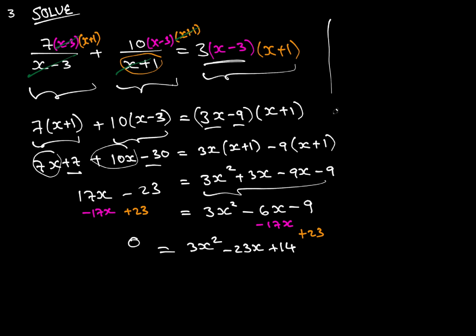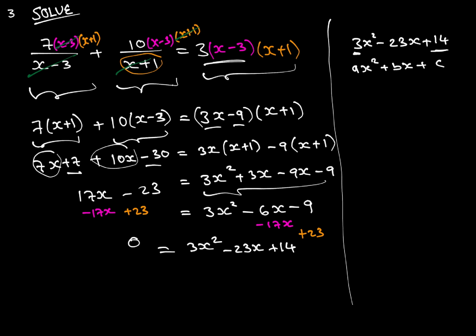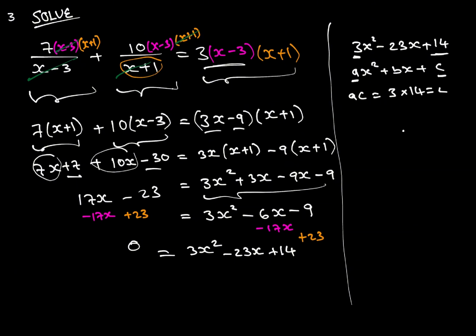At this point, I'm going to do some work on the right hand side just to make a bit of space. I am going to solve 3x squared minus 23x plus 14. Hopefully you should realize because the coefficient of x squared, so that means the number before x squared, is bigger than 1, I have to use the AC method. So that means if this is ax squared plus bx plus c, I need to multiply a by c. So a by c is equal to 3 times by 14, which is, if I'm not mistaken, 42.